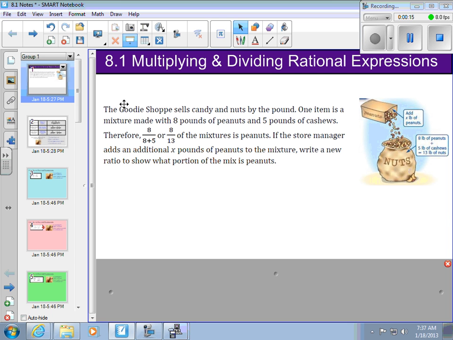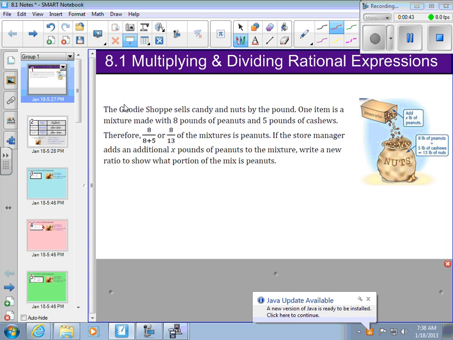So it says the goodie shop sells candy and nuts by the pound. One item is a mixture made with 8 pounds of peanuts and 5 pounds of cashews. Therefore, 8 over the combination of 8 plus 5 pounds of the total nuts would be 8 out of 13, which would show the ratio of peanuts to the total nuts. If the store manager adds an additional X pounds of peanuts to the mixture, write a new ratio showing what proportion of the mixture is peanuts.